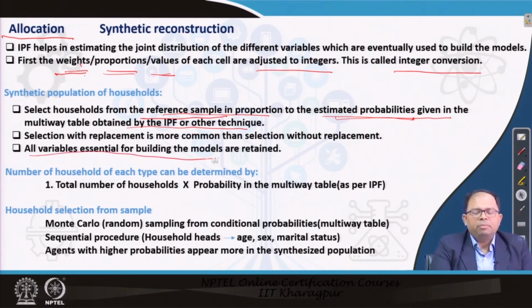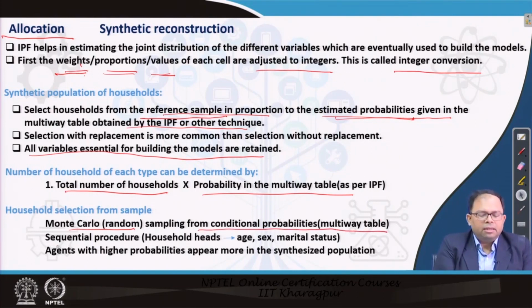All variables essential for building the models also have to be written. That means we can have multiple cross classification tables, and we can combine these tables when we estimate the probabilities by doing joint probability estimations, or we can select only some of the variables in a table instead of all variables in the table. Both are possible. The number of households in each type could be determined by the total number of households multiplied by the probability in the multi-weight table as we discussed, and then household selection from the sample is done using the Monte Carlo simple random sampling method using the conditional probabilities from the multi-weight tables.